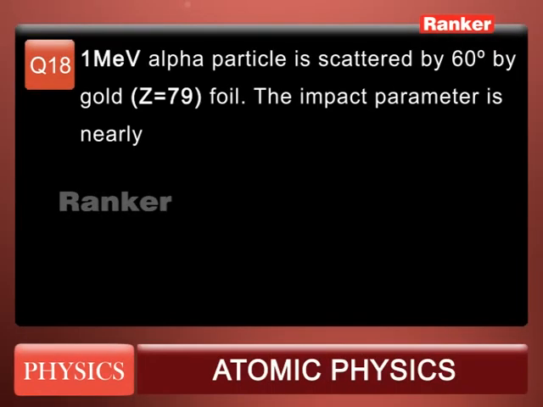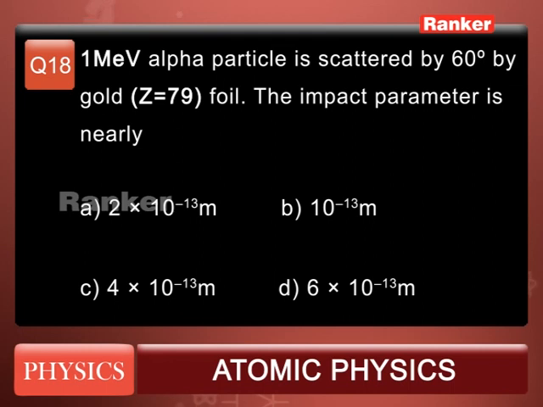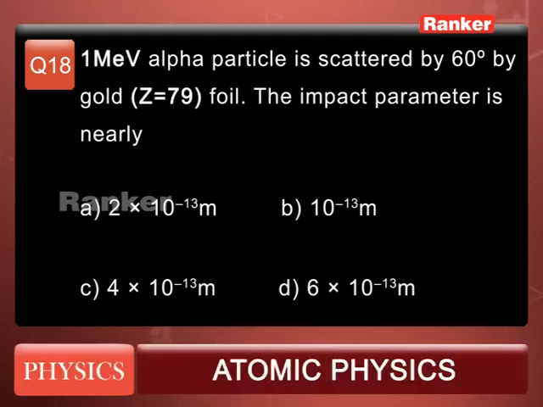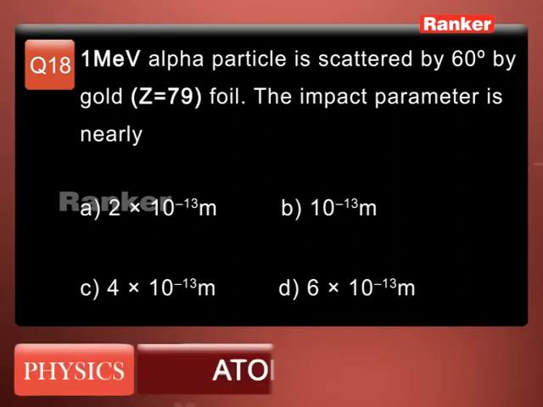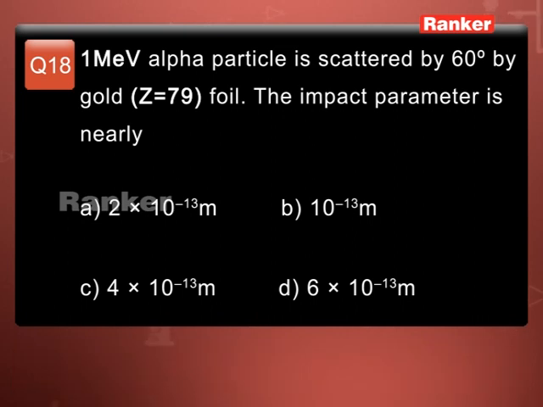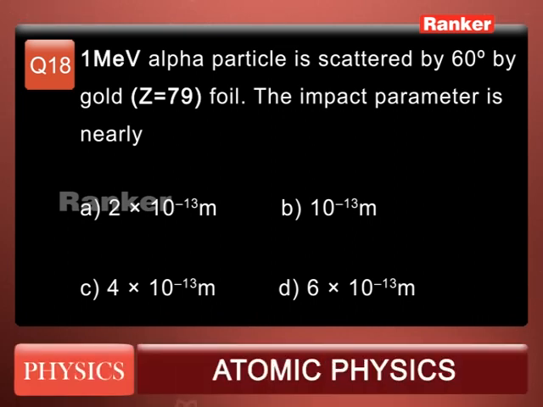This also is based on the same concept of Rutherford's alpha ray scattering experiment. A 1 million electron volt alpha particle is scattered by 60 degrees by gold foil having atomic number 79. The impact parameter is nearly how much? Impact parameter, that's what we just want.